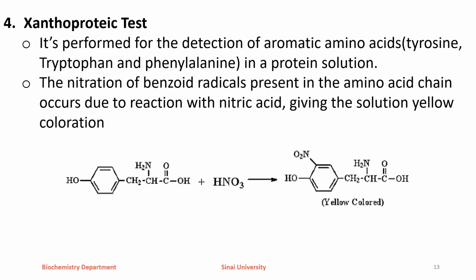The fourth one is xanthoproteic test. It's performed for the detection of aromatic amino acids like tyrosine, tryptophan, and phenylalanine in a protein solution. The nitration of benzoyl radicals present in the amino acid chain occurs due to reaction with nitric acid, giving the solution yellow coloration.